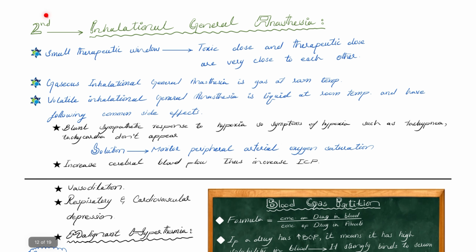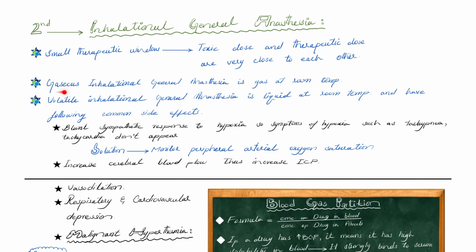Now we jump to inhalational general anesthesia. Inhalational general anesthesia has a small therapeutic window. What does this mean? This means that the toxic dose and therapeutic dose are very close to each other. That's why you have to be very careful with the dose calculation of inhalational general anesthesia.